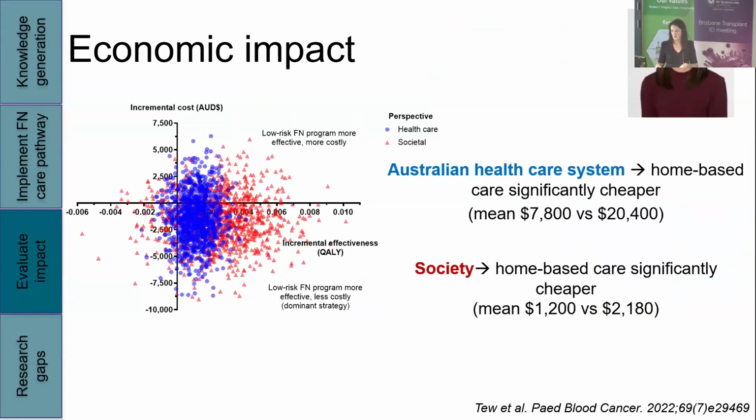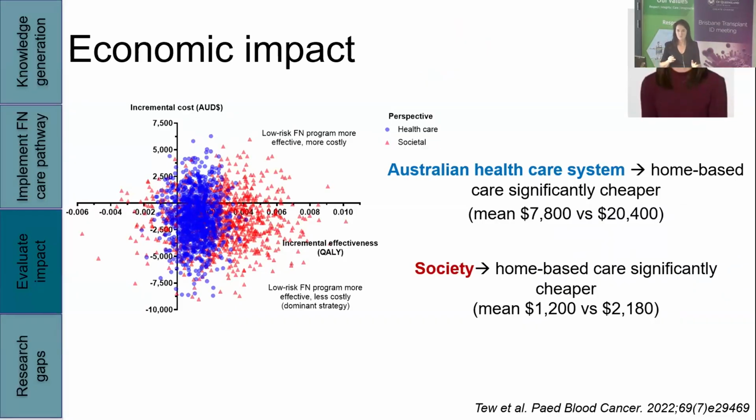Regarding the economic impact, this is a cost utility model, so it looks at the incremental effectiveness on quality of life and the cost of a program. The holy grail of implementing a new program is to be in that bottom right corner, and you can see that in over 65% of the simulations, for both the healthcare system and the patient, the program was more effective and less costly.